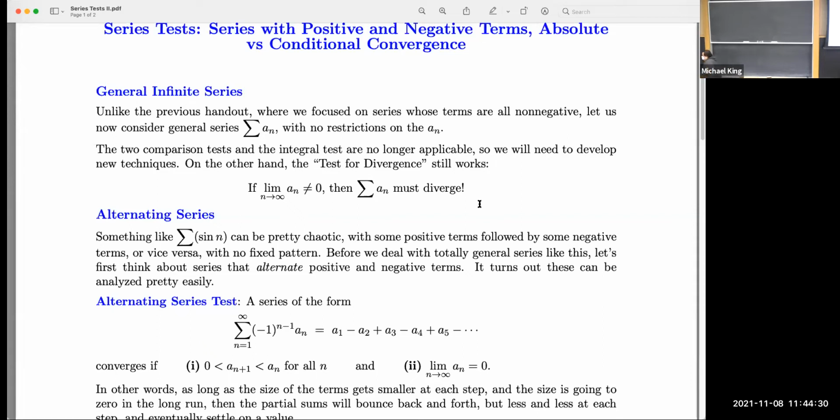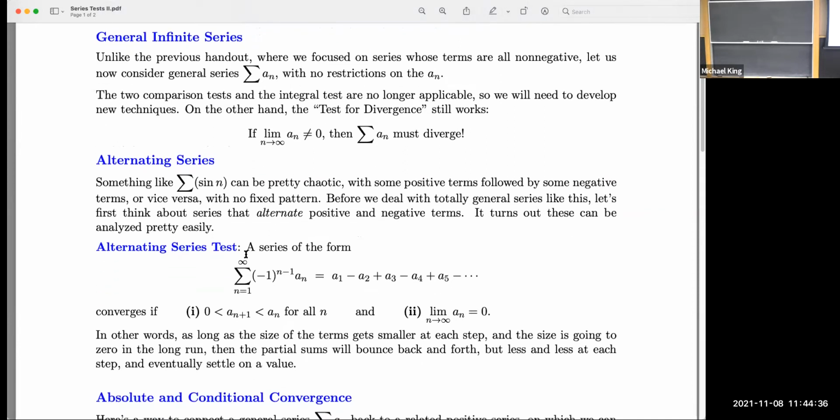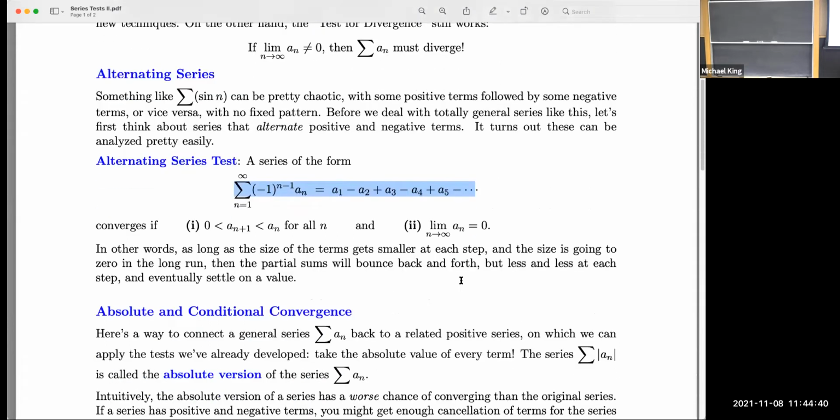So this also says you could have some chaotic kind of thing, but a lot of series we'll look at just alternate. You have plus minus, plus minus, plus minus. And so let me talk about this alternating series test and give you an example. So I'm just going to go to the board and do this.